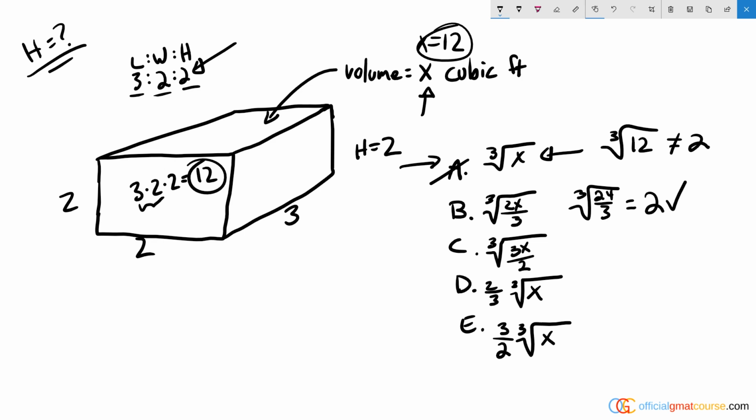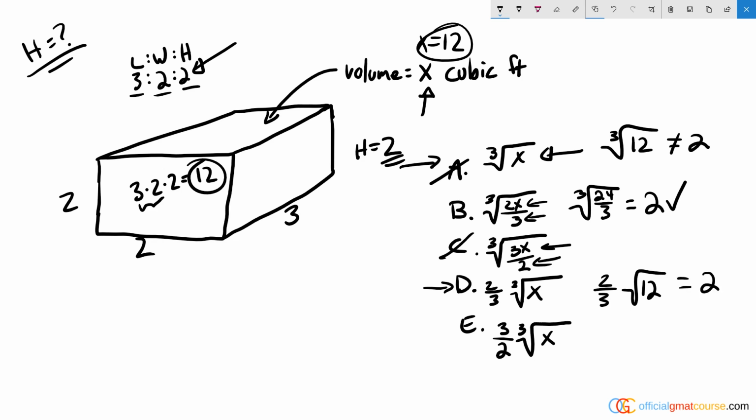And this does work. It gives me a value of 2, which I was expecting because these answer choices represent h in terms of volume. Answer choice C is not going to give me that because notice we flipped the numerator and denominator multipliers from 2 over 3 to 3 over 2. That's going to give me a different answer, which means it's not going to give me 2, so that's out.